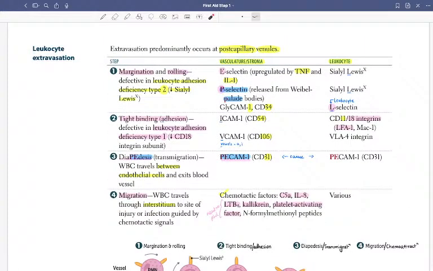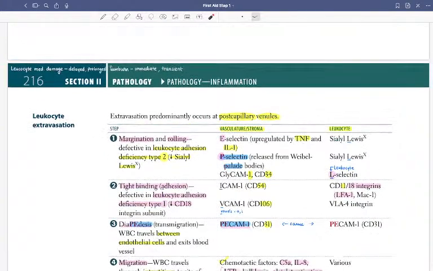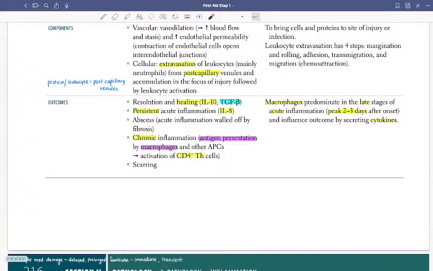Very important page. Match the following; this has come time and again, and anything can come from this. Post capillary venules, very important. All this extravasation occurs in the post capillary venules, from where everything is coming out.